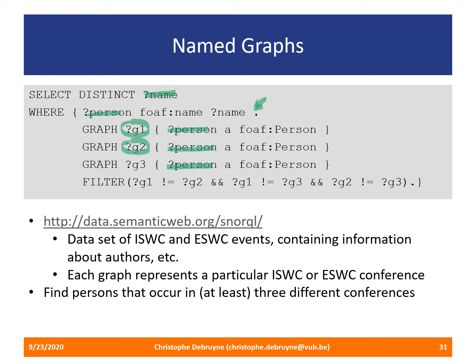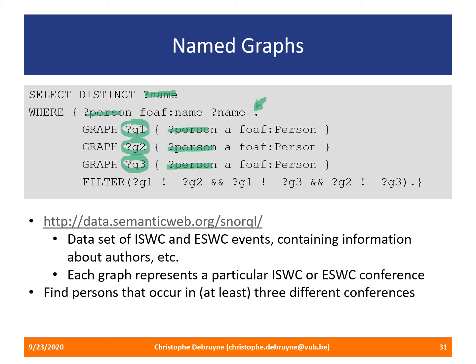And we're looking for the same person in 3 different graphs. Now, if we are not careful and that person only appears in 1 event, well, then that 1 event will be bound, the URI of that graph will be bound to G1, G2, and G3.